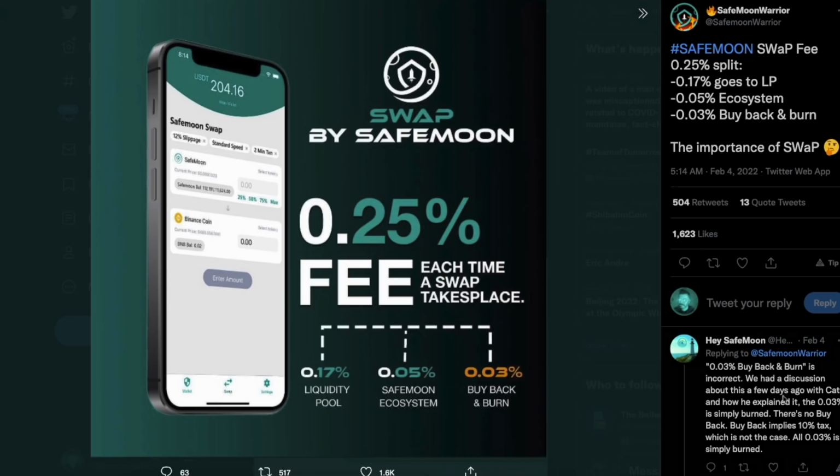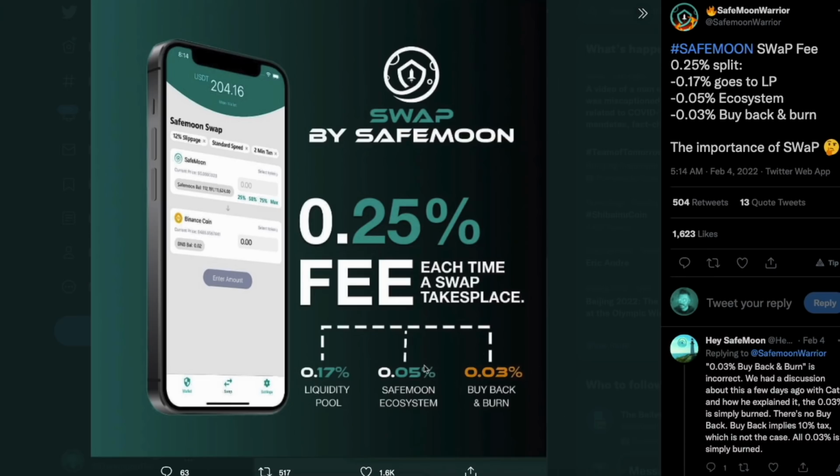And if you look on over here, it says the buyback and burn is actually incorrect. We had a discussion a few days ago about this with Katz and he explained it. The 0.03% is simply just burn. There is no buyback. The buyback implies a 10% tax, which is not the case here. All 0.03% is just simply burn.